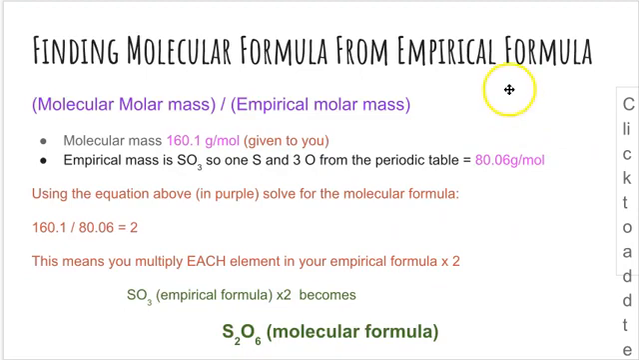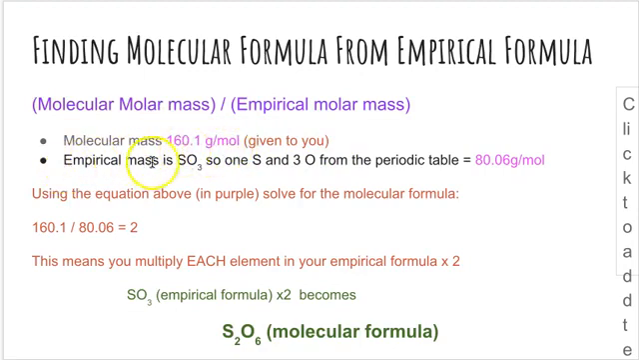So now that we have our empirical formula, or our reduced formula, how do I get my original molecular formula from that? To do that, you're just dividing 2 numbers. You're going to take the molecular molar mass, so that's the mass of the original formula, divided by the empirical molar mass. Okay? So in the problem, I have to give you the molecular mass. So in this case, I'm telling you the molecular mass of our molecular formula is 160.1 grams per mole.